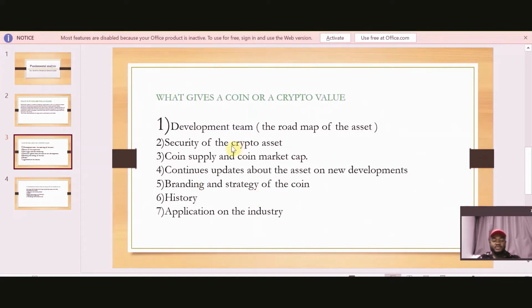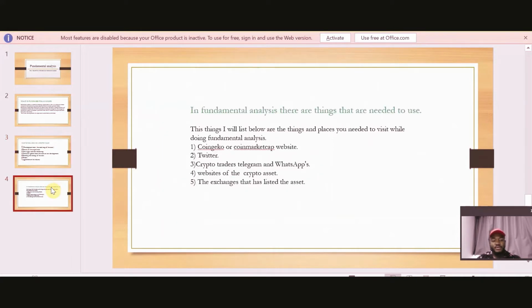Application on the industry. So application on the industry gives a coin pretty big value. Like there is a coin that just migrated from one network to ERC-20. All these things are application on the network. And once this type of thing happens, the price of this token increases. So many of these tokens change from their network to another network, and all of these things are what give a coin value.